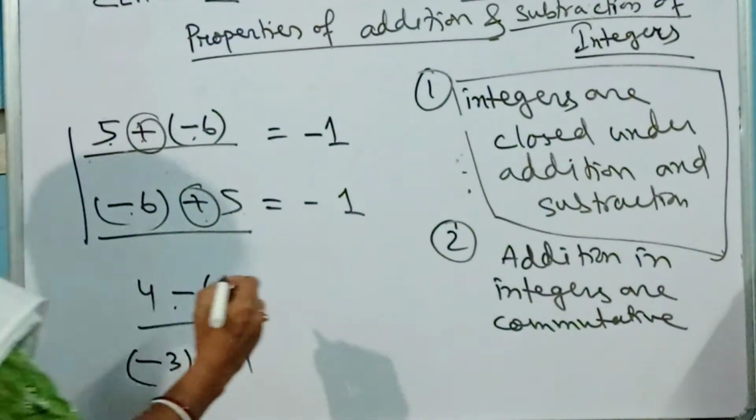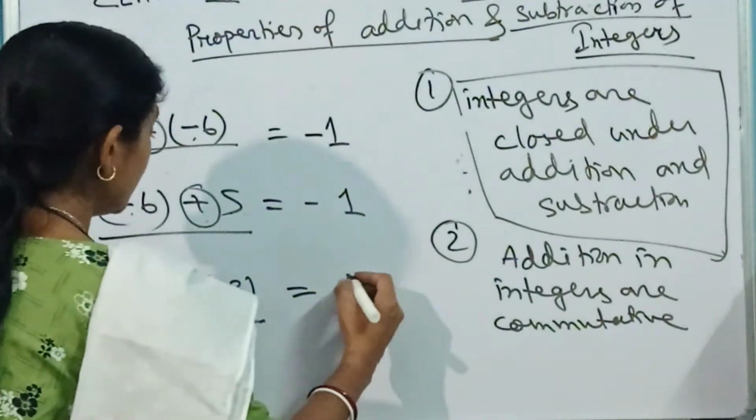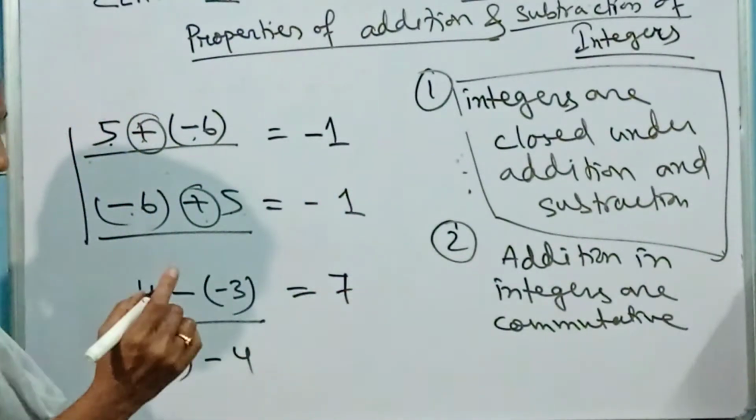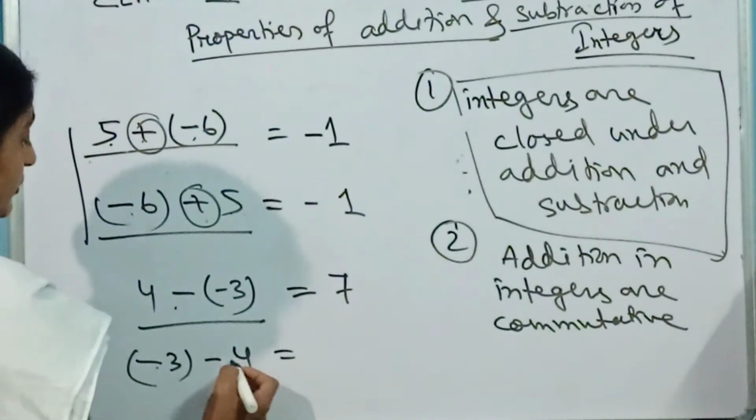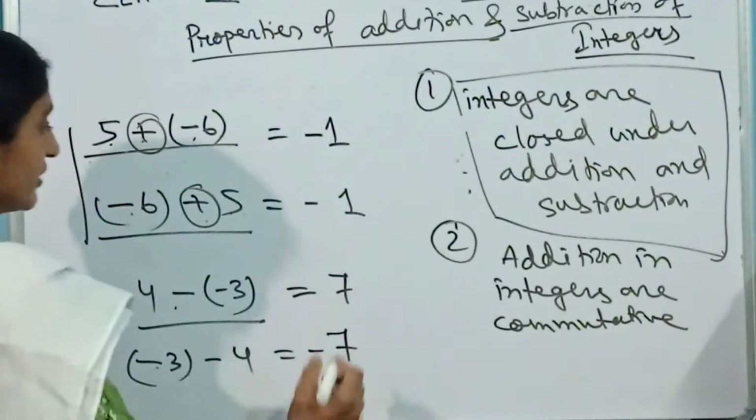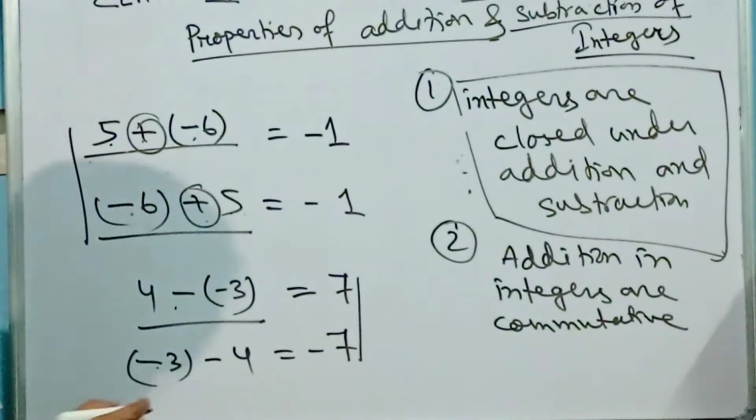What will be the answer for the first case? What will you get in this case? It will be 7. But in the second case, what will be the answer? It is -3, it is -4, so you will get -7. In both the cases, do you get the same answer? No. Here you are not getting the same answer.